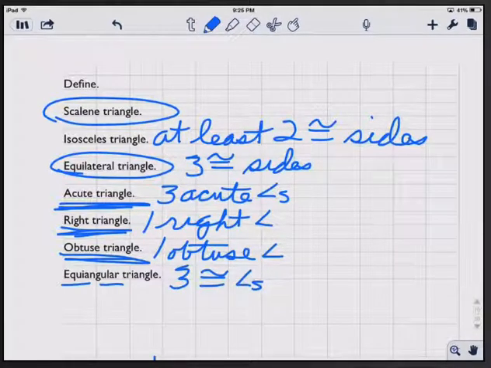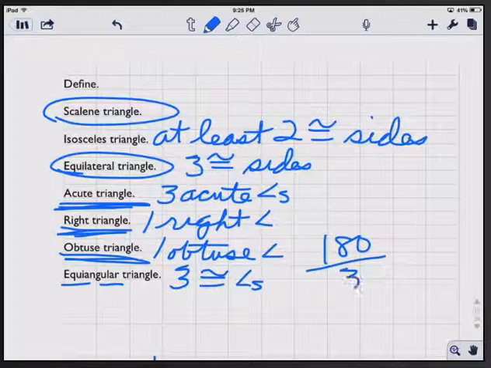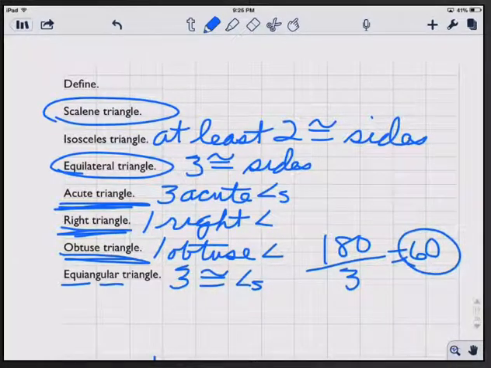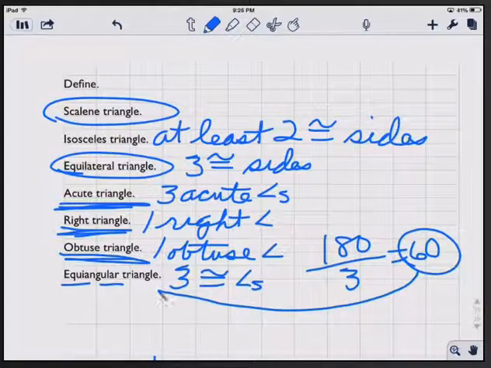And if you think about it, if every triangle has a total of 180 for the sum of the interior angles of the triangle, if you divide that into three equal parts, another way of defining an equiangular triangle is to say that all three angles are equal to 60 degrees.